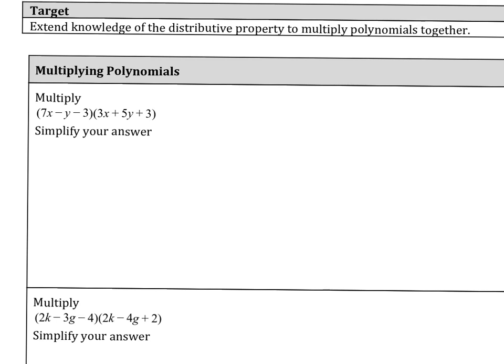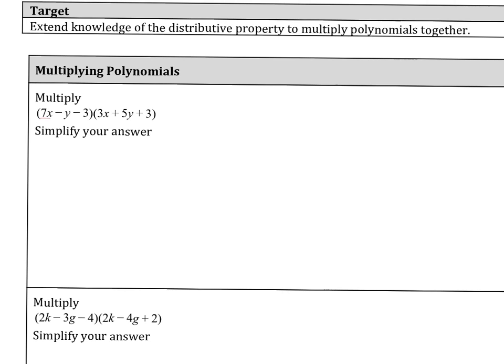Now this looks bananas, but we're just going to take it one step at a time. We have one polynomial times another, and just like always, it means every part of this multiplies every part of that. So that means we're going to take this 7x times all these things, this negative y times all these things, this negative 3 times all these things. We're going to keep our unknowns in alphabetical order, and we're going to combine like terms when we're done. So let's just kick this thing off.